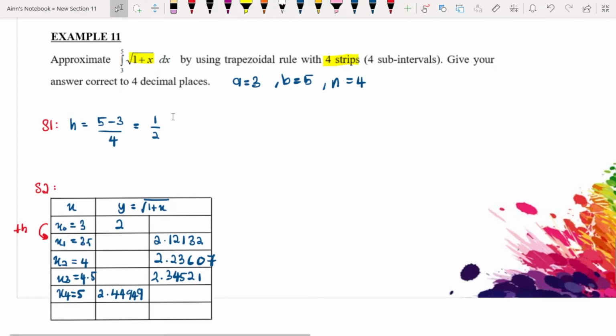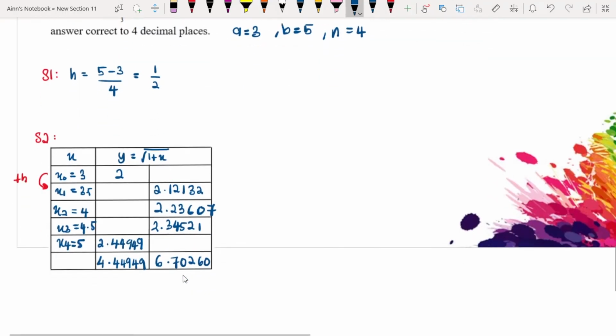So now what we have to do is sum up this column and this column. So 2 plus 2.44949, you will get 4.44949. And for this column, sum up these three values, you will get 6.70260. So this column is your value of A and this is your value of B.